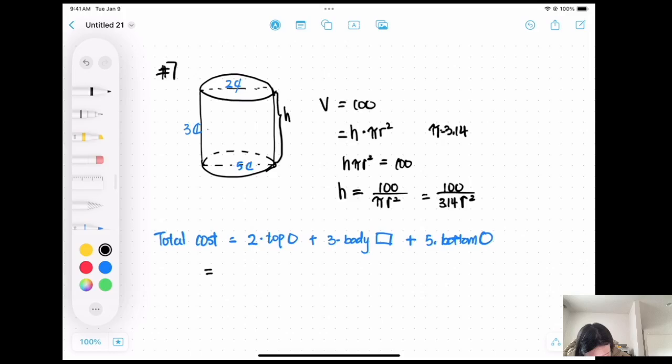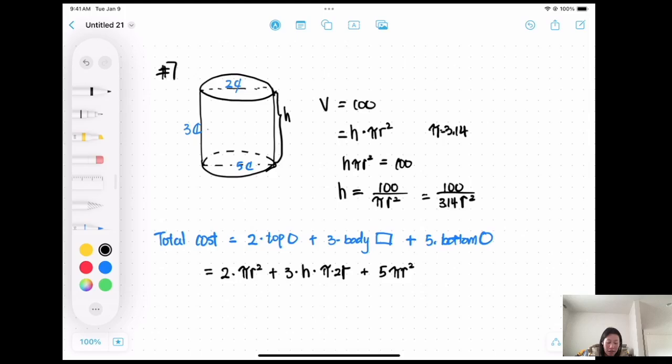Okay, so the area of the top circle is equal to pi r squared plus 3 times the body. Remember, the body is equal to h times the circumference or the perimeter of the circle, which is pi d or 2 pi r. Pi times 2r, oh, d is diameter. And then add the bottom, which is 5 times pi r squared.